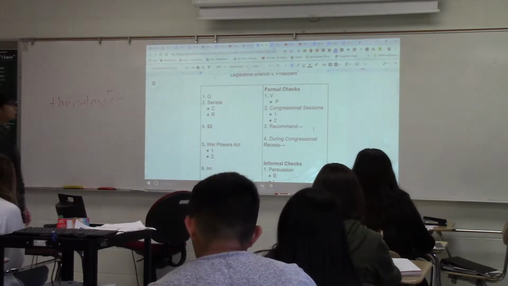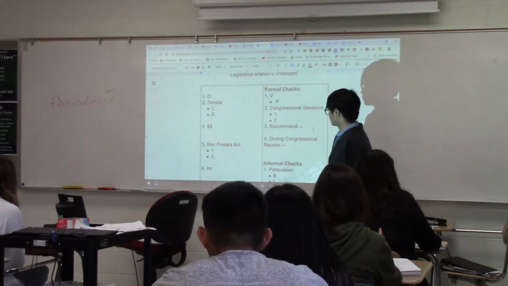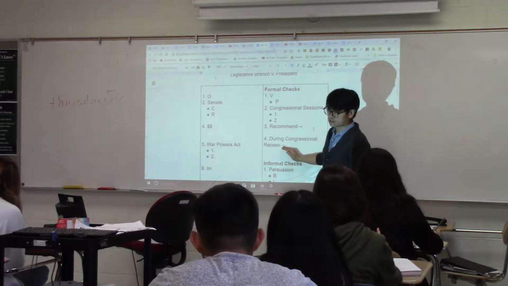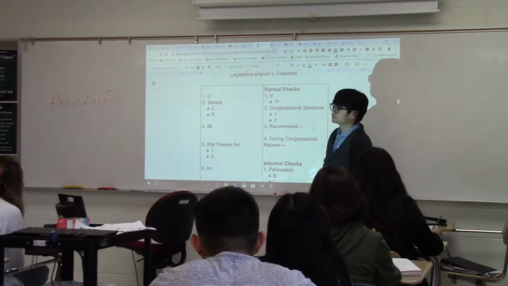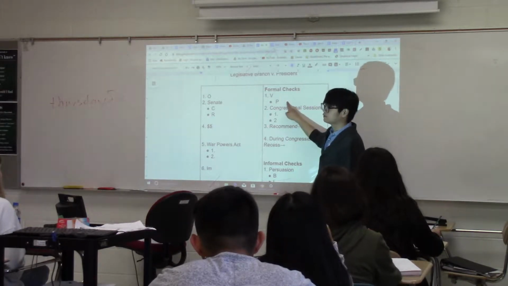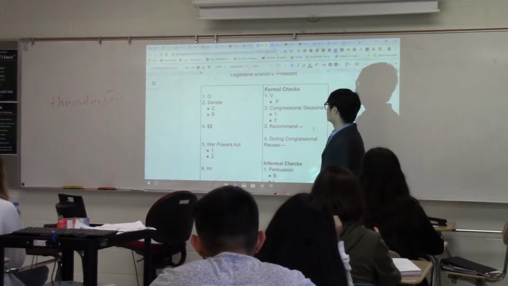All right, let's go over President versus Congress, the legislative branch versus the presidency or the executive branch. The President of the United States has formal checks, which are checks that are found in the Constitution, and he also has informal ones. Like, for example, what does a V stand for? Veto. A special kind of veto is what? Pocket veto. That's also in the Constitution of the United States, so that would be a formal check.